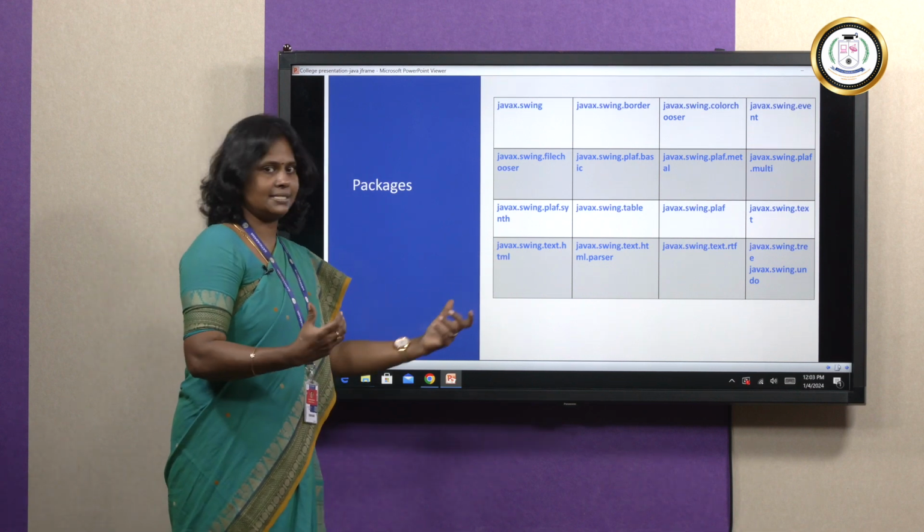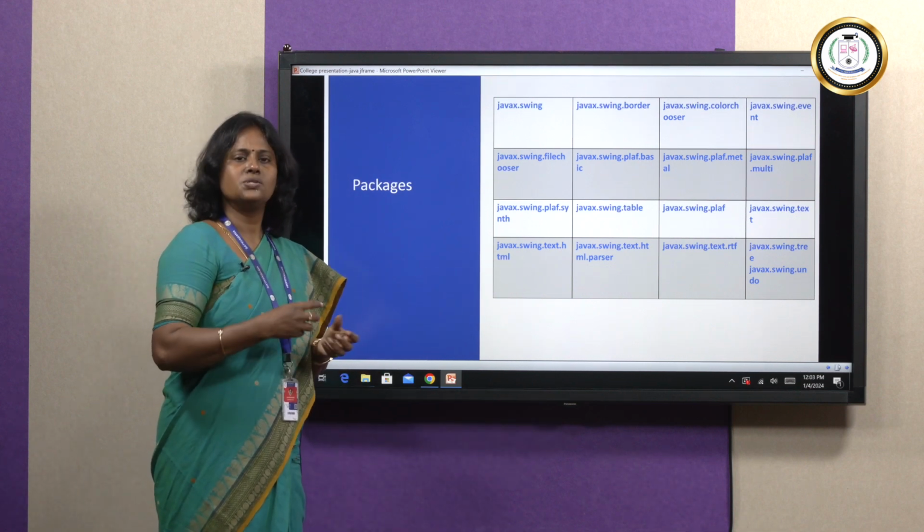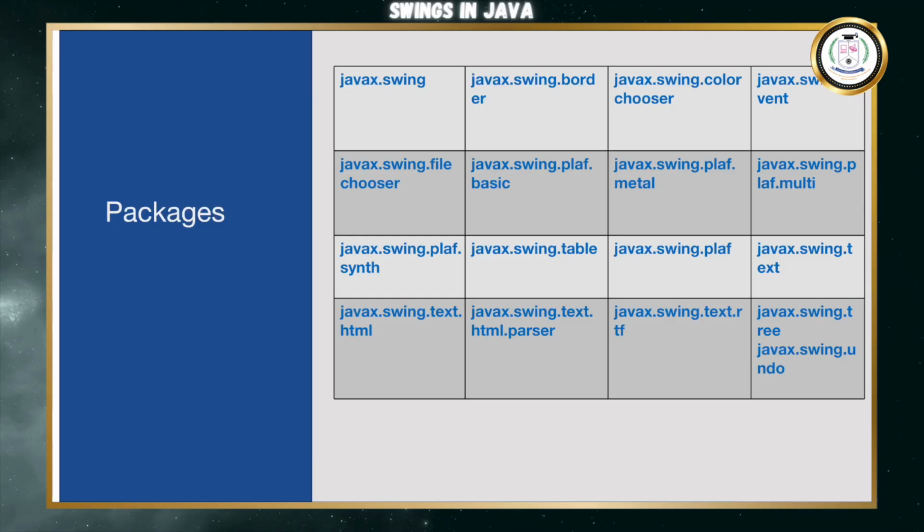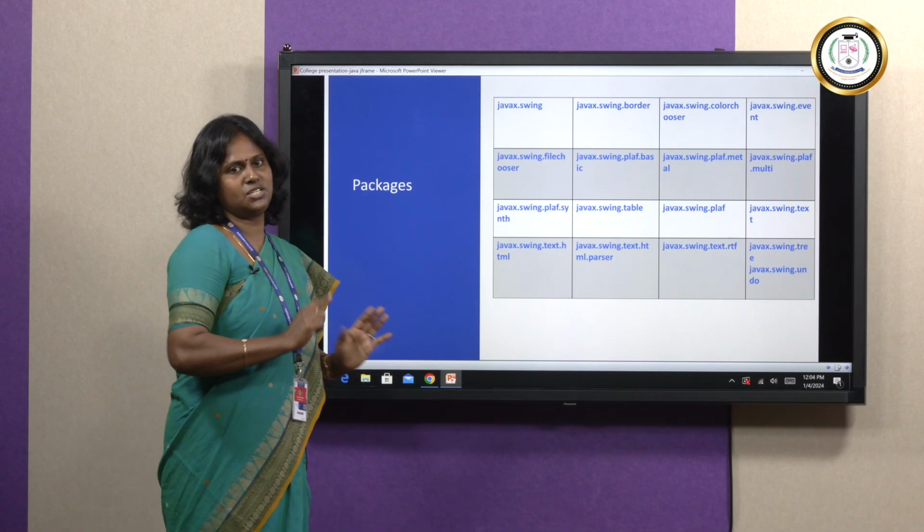Next one is text parser. What is the meaning of parsing? We are converting one form to another, which is text parsing. That time we need parsing. Next one is HTML. For example, if your text will be displayed in HTML, you need a package. So these are all the additional packages.